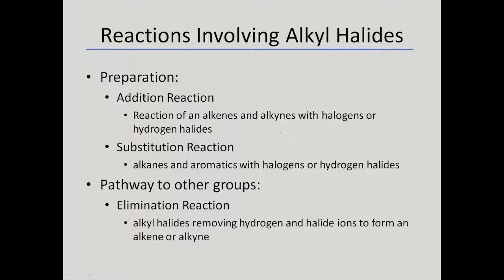Okay. Now, another reaction that they can be involved in is to make other groups. The one that we're going to look at today is elimination. This is where my alkyl halide has the halogen removed. The carbon that has a halogen will lose it, and one of the carbons on either side will lose a hydrogen to allow for a double or triple bond to form. This gives me my alkene, and this is one of the ways that we get alkenes.